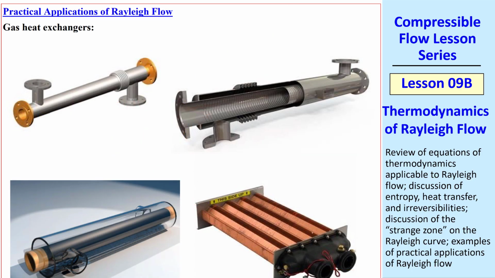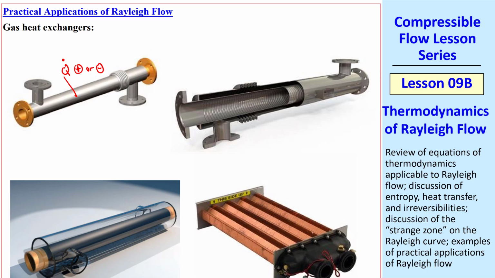I'll finish off this lesson with some pictures of practical applications of Rayleigh flow. First, let's talk about gas heat exchangers. We have a tube with a gas flowing through it with heat coming in or out. It can be positive or negative. Now here's a case with a sleeve around it, or an annulus. So instead of the heat coming from outside, it's coming from this annulus into the inner tube.